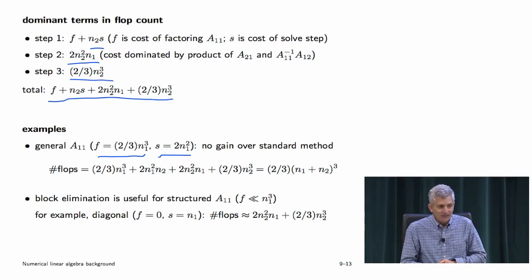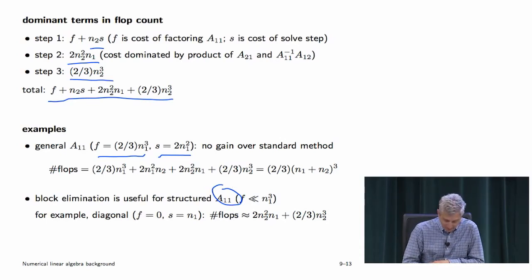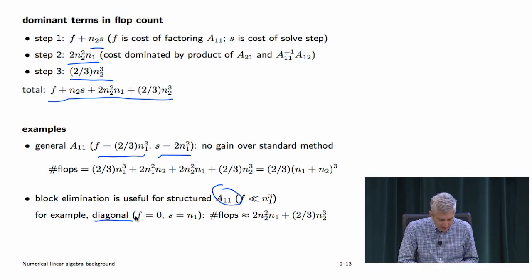Here's where it's useful: when A11 has structure. If the factor cost and the solve cost on A11 is low, then this delivers big savings. Here's an example. Suppose that A11 was diagonal. That means the factor cost is 0 and the solve cost is n1. You just divide. Then the number of flops is this, and this is absolutely amazing.